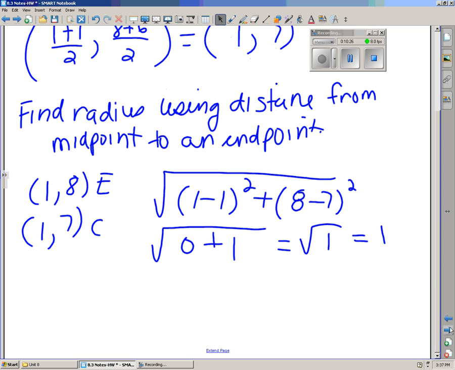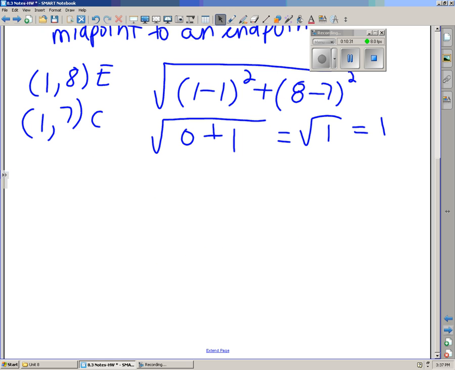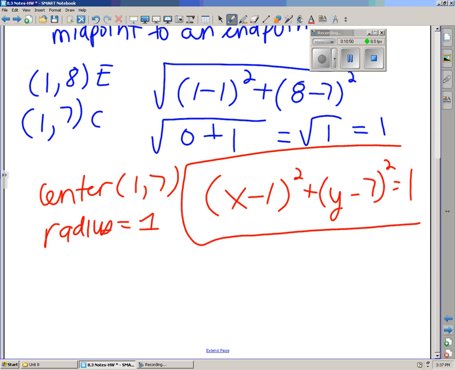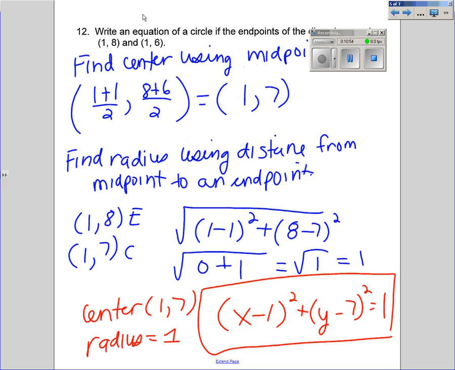And then all I have to do is come down here. So if we already know that the center is 1 and 7, and the radius is equal to 1, then the equation of the circle is x minus h squared plus y minus k squared equals r squared. And here's what they want. Okay, so lots of things to do with these particular circle problems. Good luck.